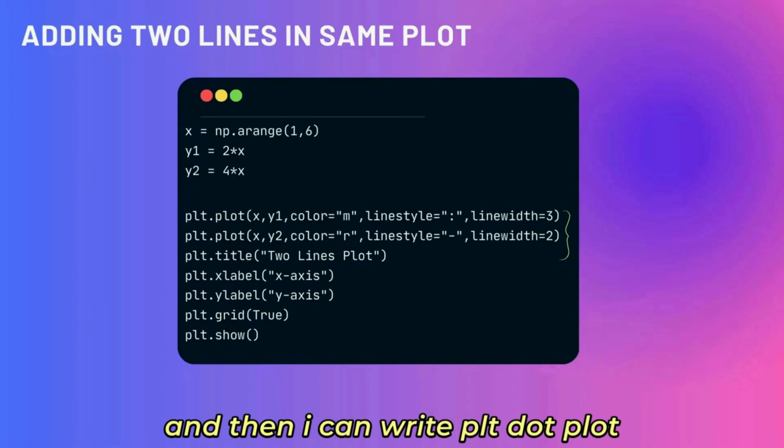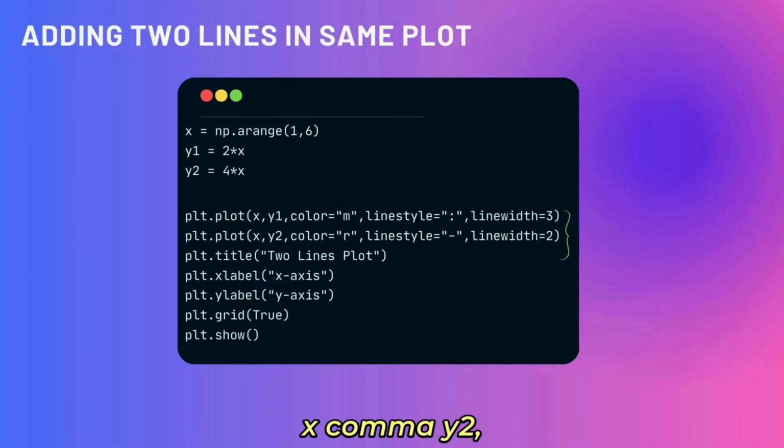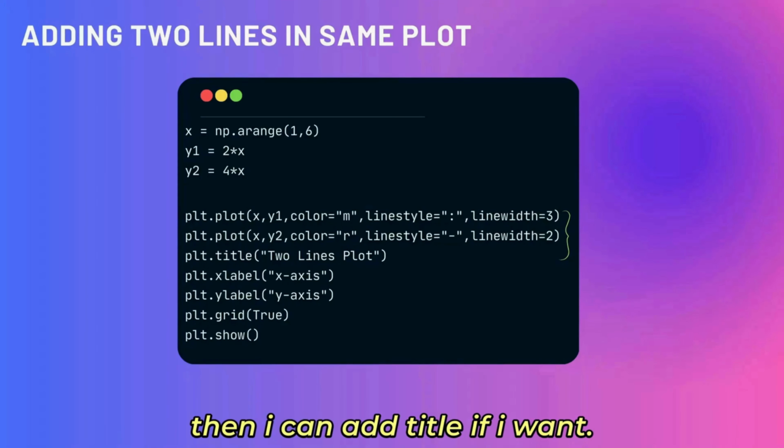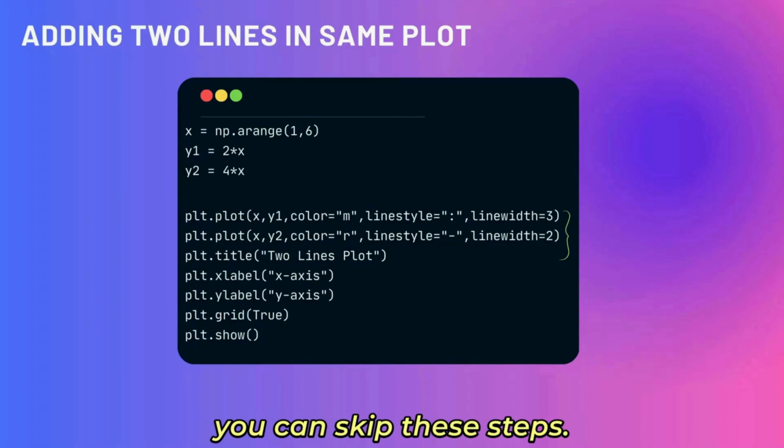And then I can write plt.plot x comma y2 this time instead of y1, and again I can provide some color, let us suppose red. So r, line style equals dash, and line width equals 2. Then I can add title if I want. If you don't want, you can skip these steps.